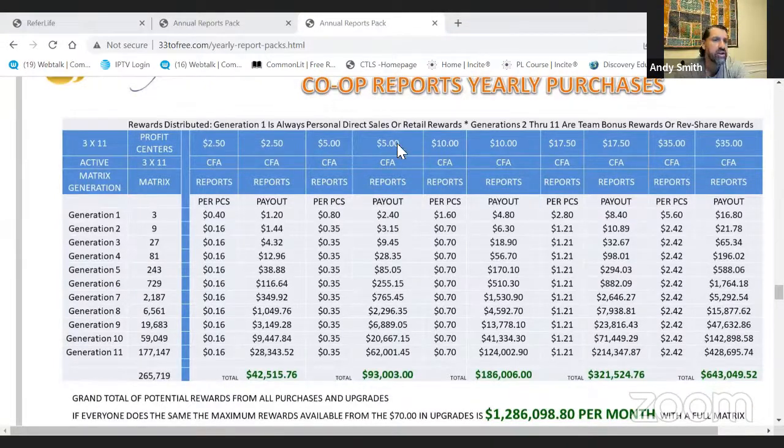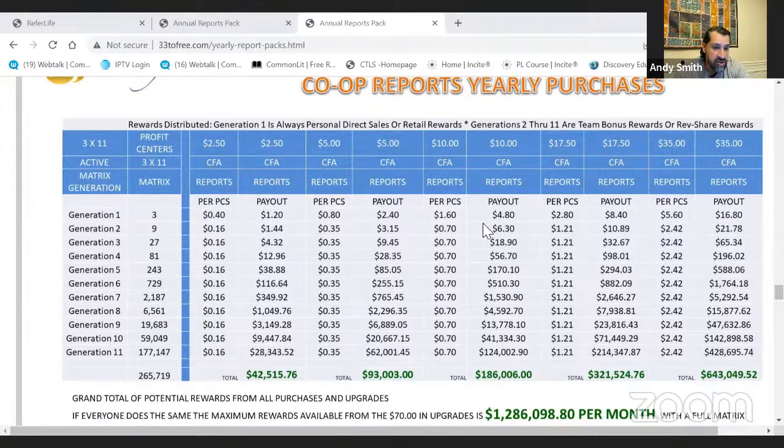So getting back to it, as it grows, you can see that you would get 160 for a $10.70 in the matrix. For $17.50, you get 280 and 121, and for $35, you would get 560 and 242. If you look at this, guys, and someone upgrades, let's say generation 8, if everybody hits that point where they're handing out $2.42 instead of 16 cents, that's pretty impressive.